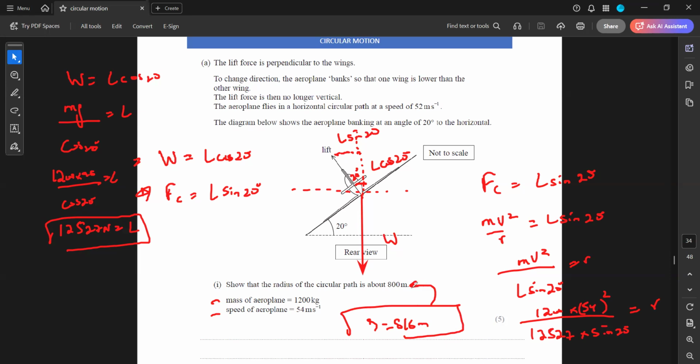Is it clear? Part A. Any doubt? Any question or doubt in this?